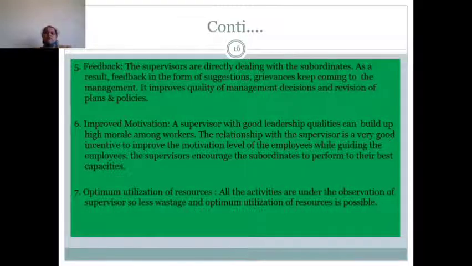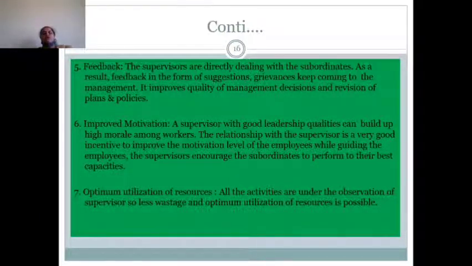So next, improved motivation. See here, a supervisor with good leadership quality can build a high morale among the workers. If he is a really good leader, automatically all the employees, that is subordinates, will listen to the leader, that is the manager of an organization. If he is not a good leader, then no employee will have faith in the work of the organization. So for that reason, we require a good leader for an organization. The relationship with the supervisor should be very good, so they can get incentives to improve their motivation. Incentives here may be an increase in salary, a bonus, or any extra benefits relating to the salary paid. So if you are giving incentives to the employees, automatically they will boost their energy and become motivated towards the work.